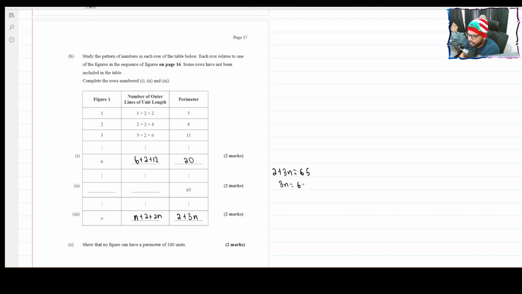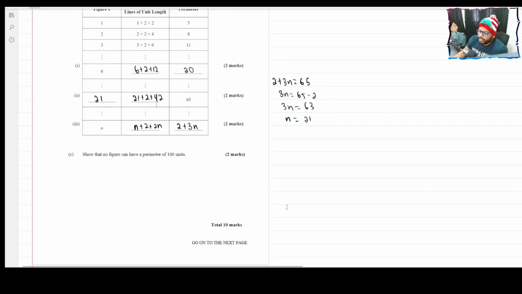3n is 65 take away 2. 3n is equal to 63, and n is equal to 21. So for this shape number, we have n is 21, and we will have 21 plus 2 plus 42. And we're good to go. We already figured out the n part.